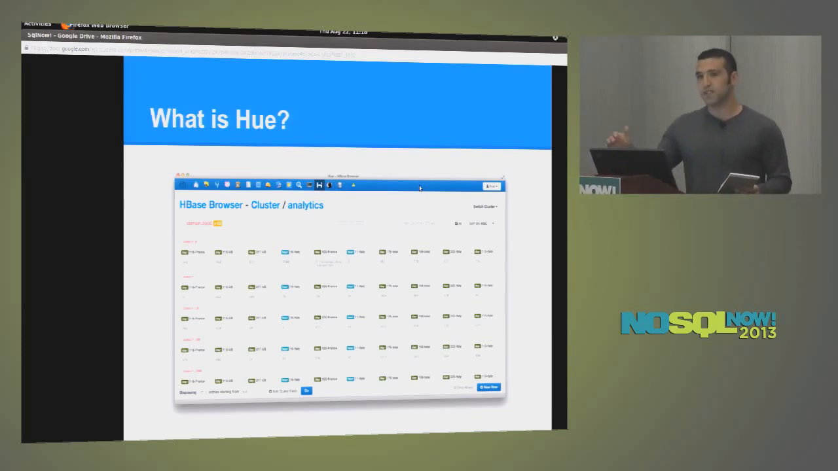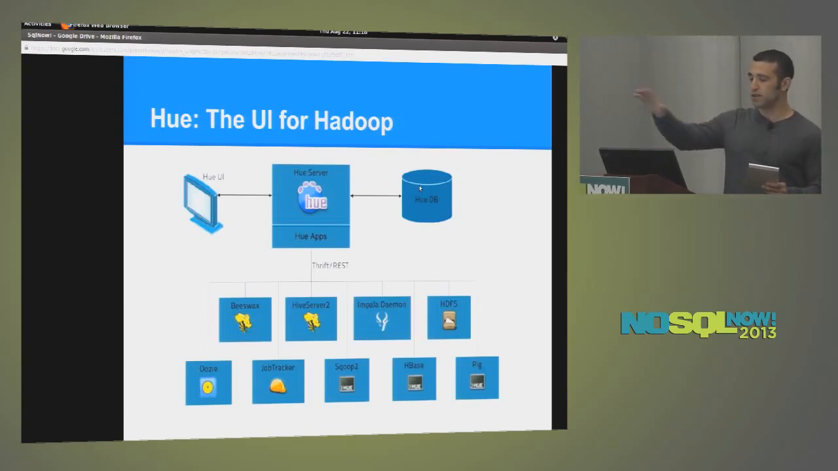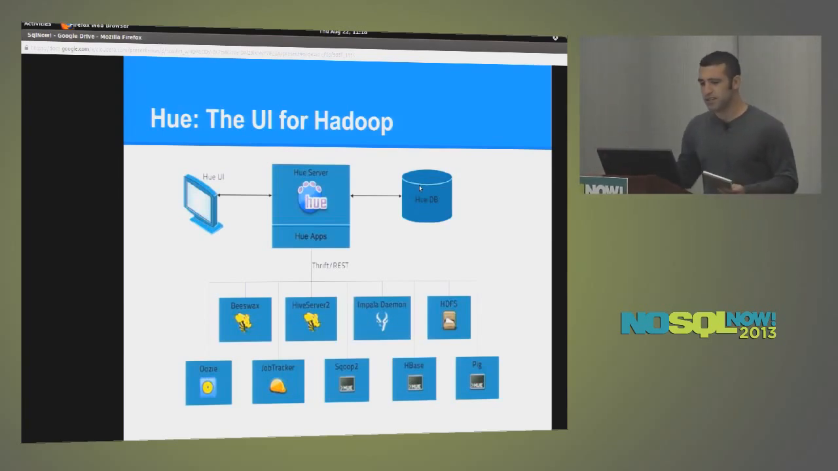So Hue sits on top of what I would consider the Hadoop ecosystem. That means Beeswax, HiveServer2, Impala, HDFS, Oozie, JobTracker, MapReduce, Sqoop2, HBase, Pig. Also, something we'll throw in there is Search. Cloudera released a search service, which we also have a user interface for.